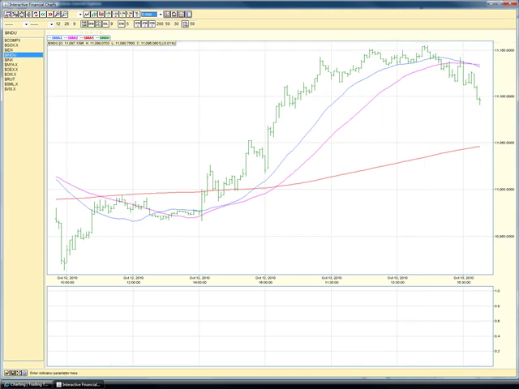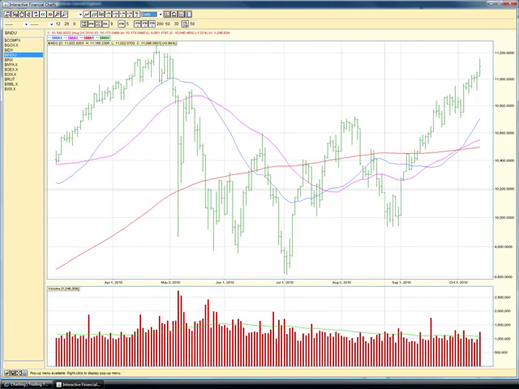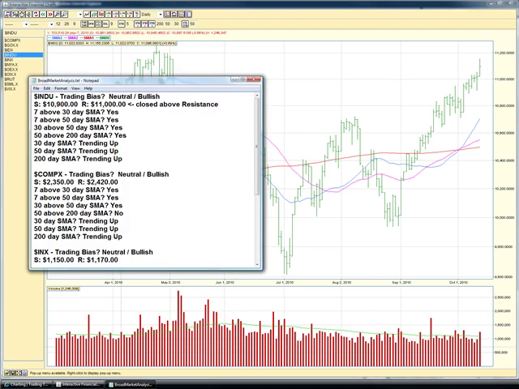Let's go back to a daily chart. Nice volume. Again, kind of a bear-bull, kind of confusing day. Want to also point out that we're clearly above 11,000. Let's open up our broad market report. There it is.